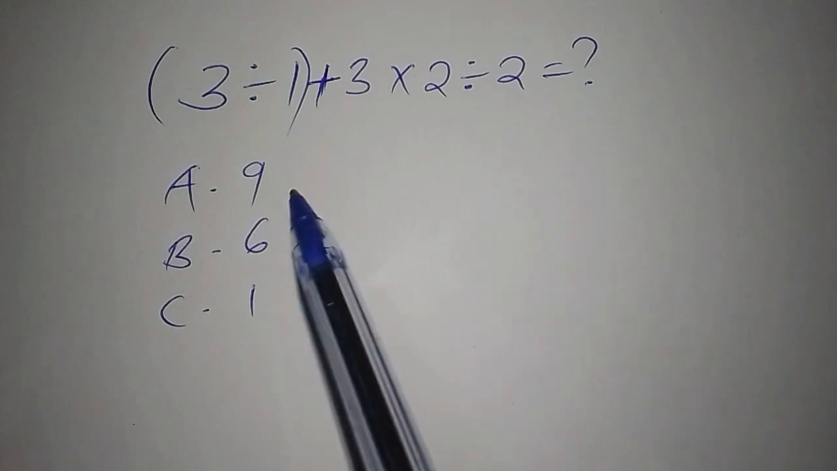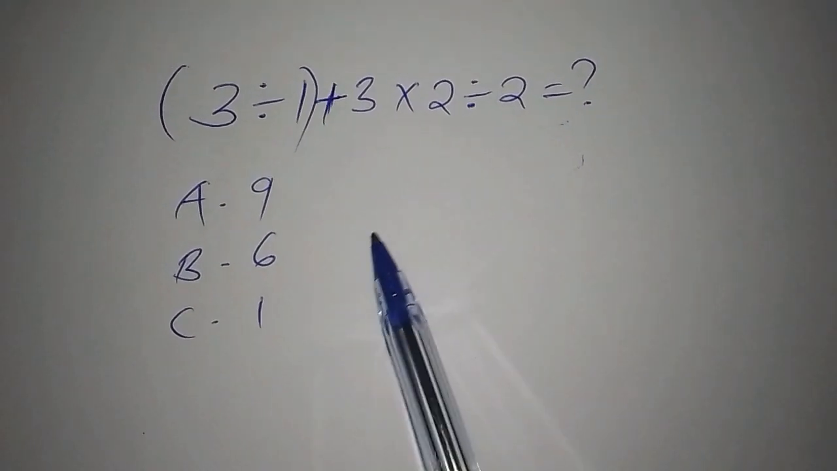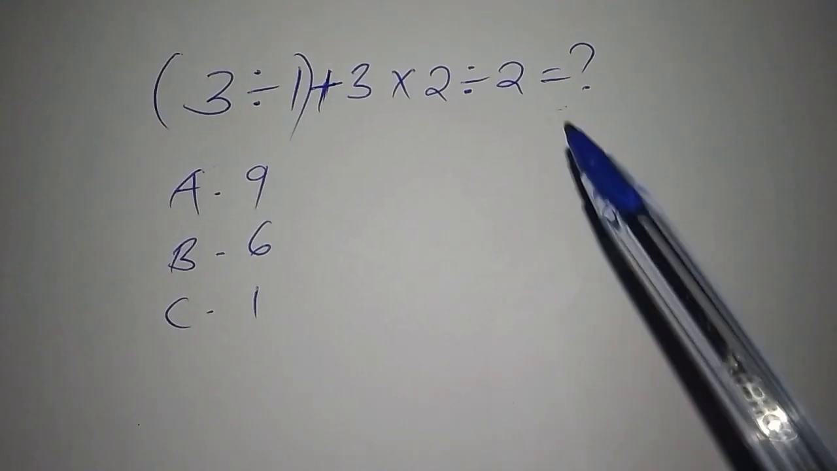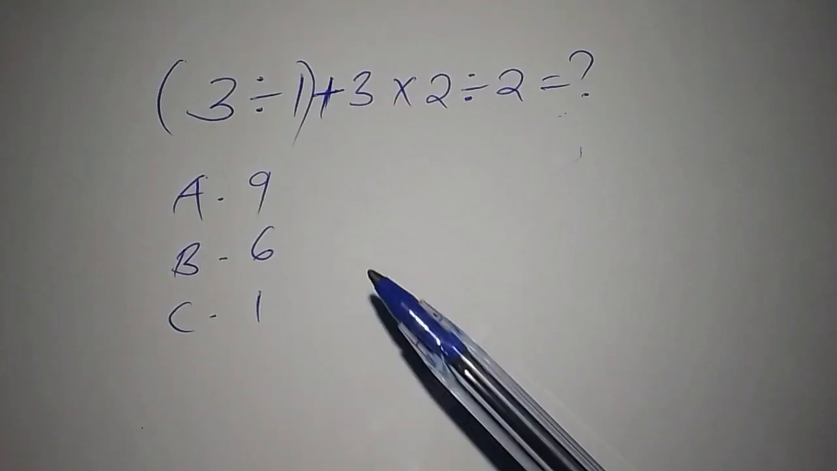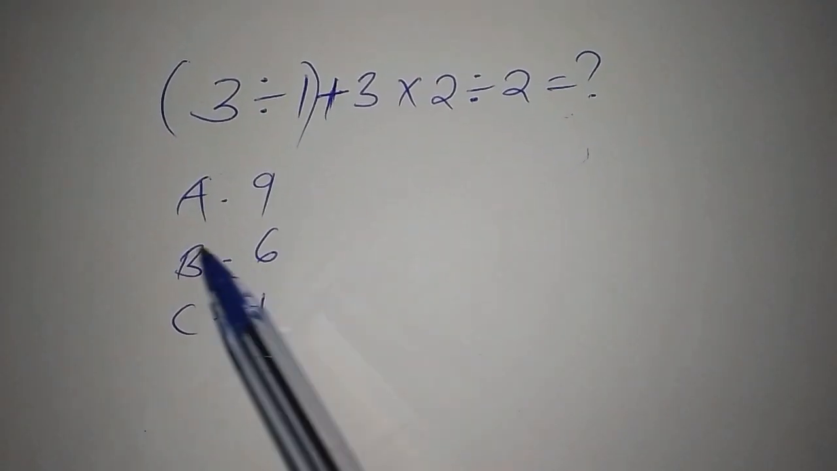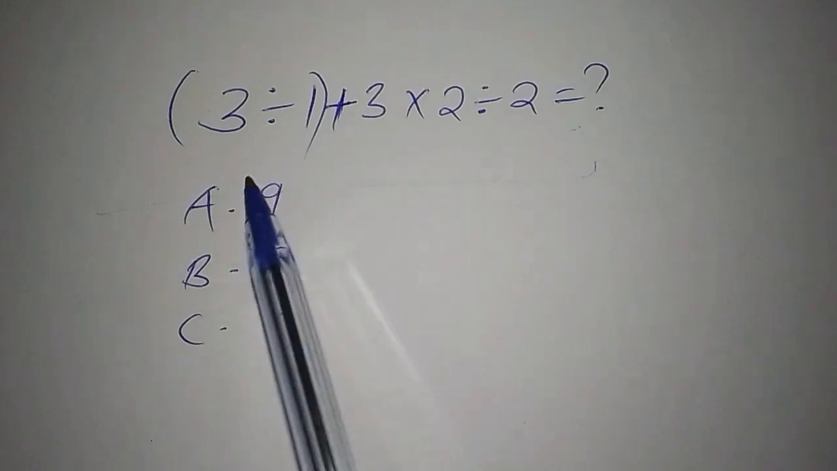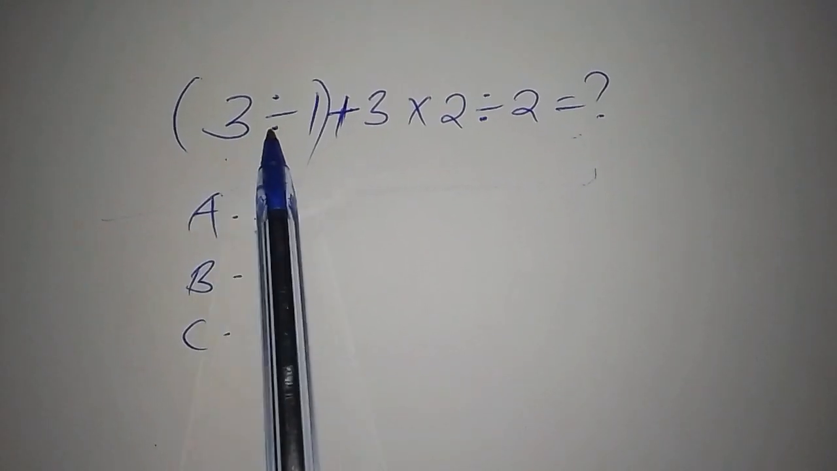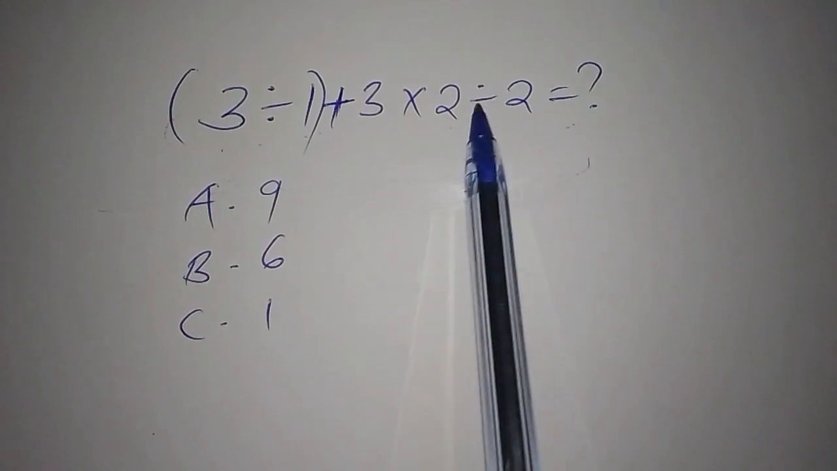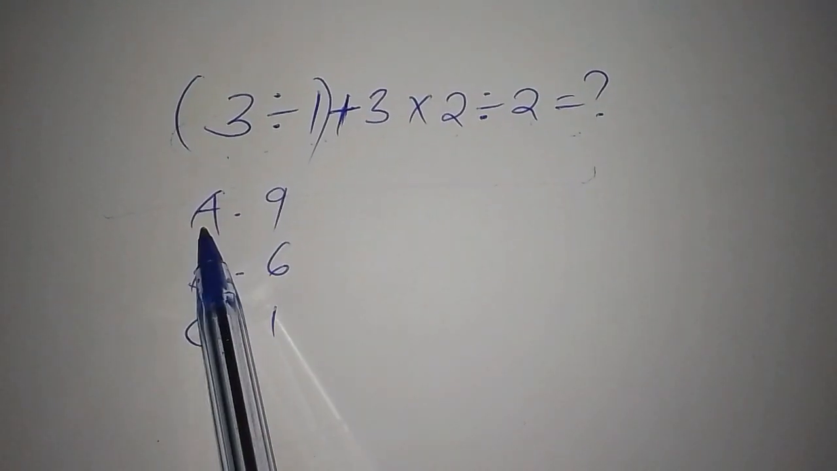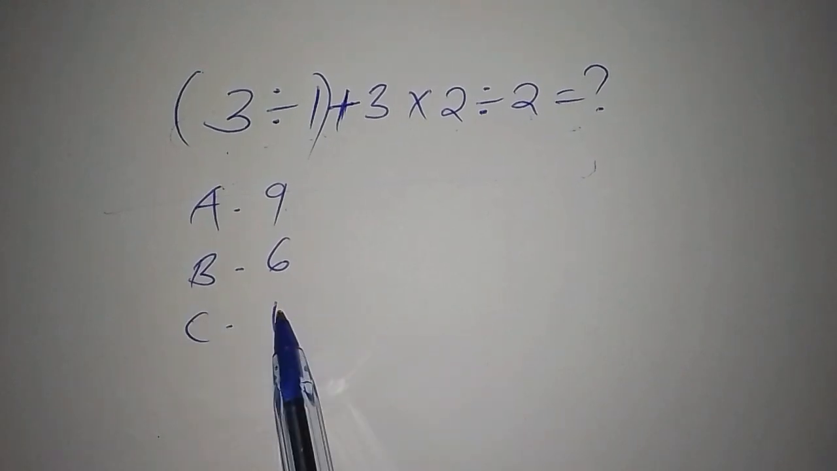Do you know that 90% of people got this math problem wrong and only 10% got it right? If you want to know the reason why, be with me from this video from the beginning up to the end. It was a simple math problem that a lot of people failed. Let's see. We have 3 divided by 1, close the bracket, add to 3, multiply by 2, divide by 2. Choice A, 9, choice B, 6, choice C, 1.